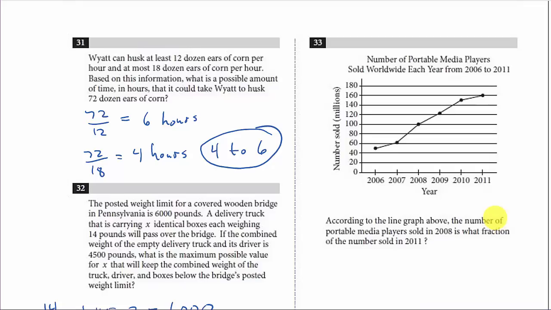All right, number of portable media players sold worldwide each year from 2006 to 2011. According to the line graph above, the number of portable media players sold in 2008 is what fraction of the number sold in 2011? Well, there's 2008, there's 2011, so that's just going to be 100 over... See, in 2008, it was 100, so it's the 100 over what's sold in 2011, which is 160. Okay, and so that would be 5/8.